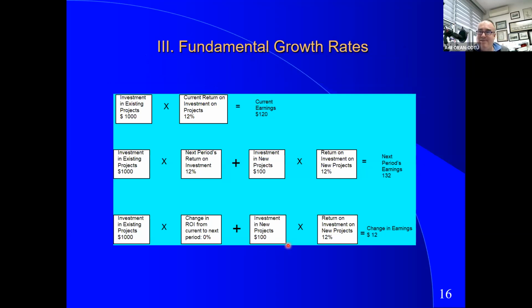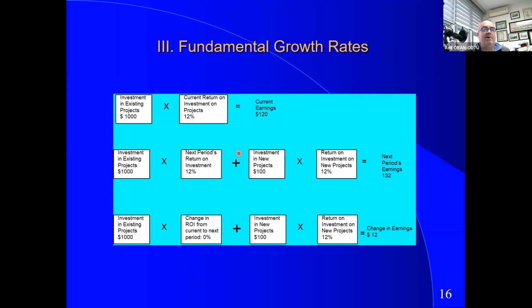Okay, so this is the fundamentals examination of the growth rate. What makes it up? Well, think of it this way. We have a company which has 1,000, or maybe 1 million or 1 billion, invested in existing projects. So these are the assets of the company, if you will. And their return on investment for these projects is 12%. So what happens? 1,000 times 12%, the earnings of this company are $120.